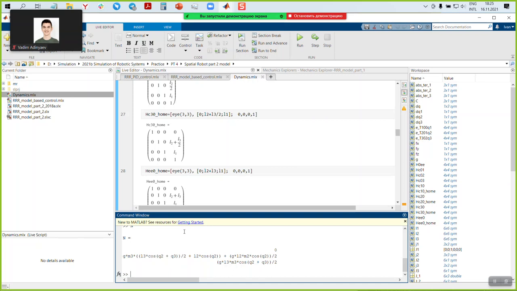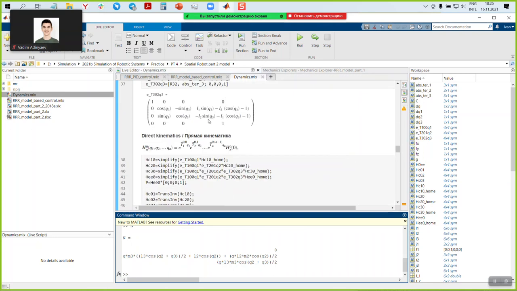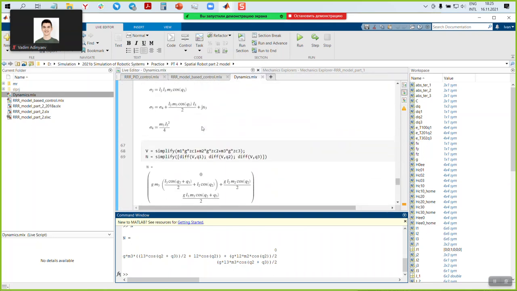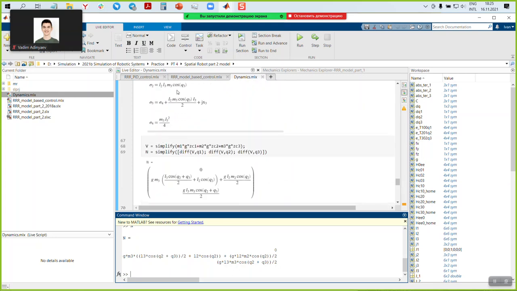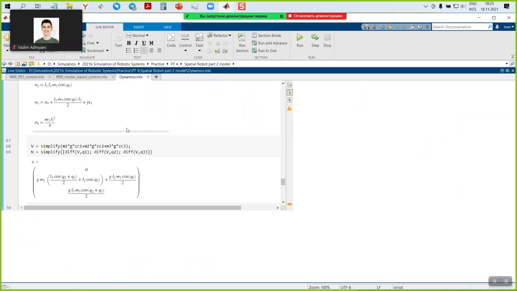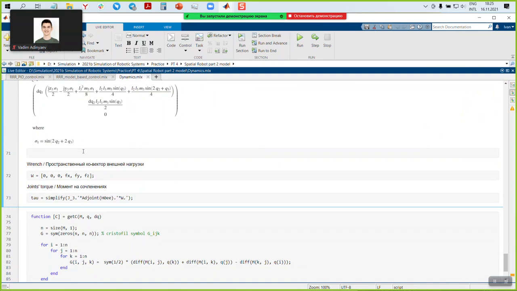Actually, you can use this same script for the second practice task to derive the dynamical model, and you can check whether it is the same as what you got when you derived it on your own. All right, and the final point here is that those components are for the dynamic equation. And here you can also see a tau, which is needed for the impedance controller.